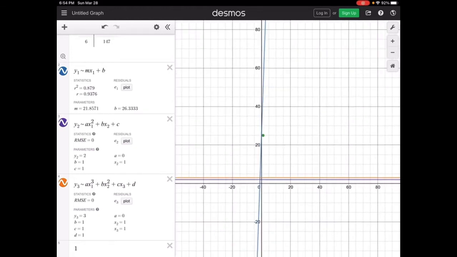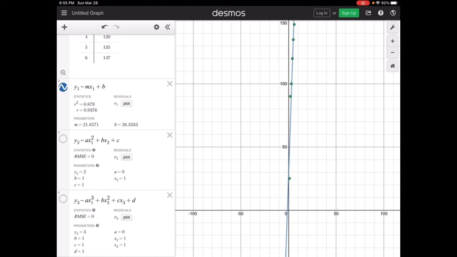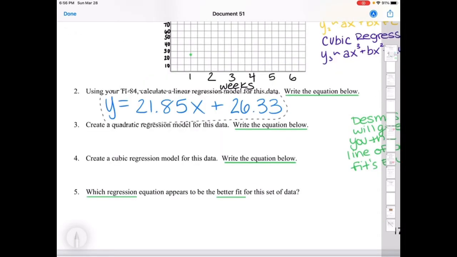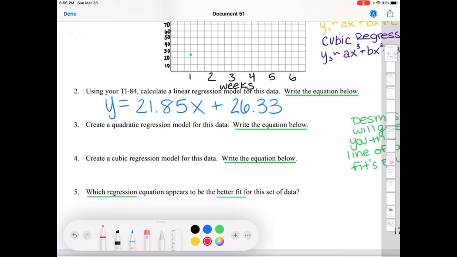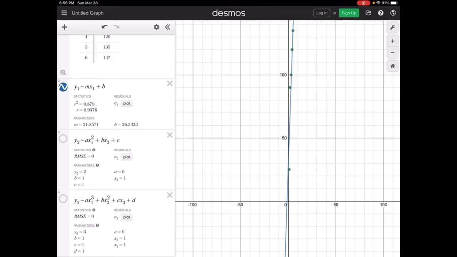So we're going to say, okay, let's get rid of this quadratic and cubic regression. And we know we're probably going to have a line of best fit here, a linear regression. And here what's so great is, I already mentioned, it gives you the values in the bottom. So it says parameters, m is equal to this, b is equal to that. So all you have to do is just substitute those values in this equation. So calculate a linear regression model for the data and write the equation below. So we'd have y is equal to 21.85x plus 26.33, because again, I got those values directly from this m is equal to and b is equal to.